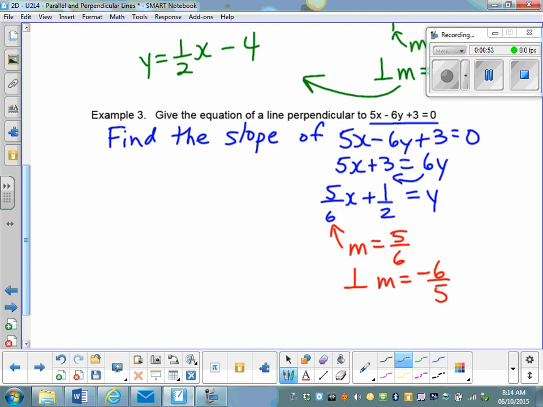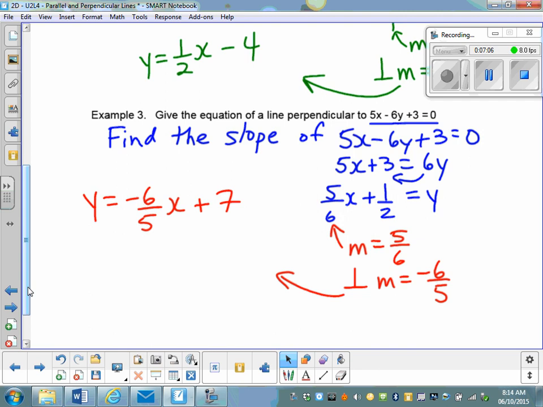So now I need to write the equation of a line that has negative 6 over 5 as its slope. So the negative 6 over 5 goes in front of the x. And then I just need to add a y-intercept on the end.